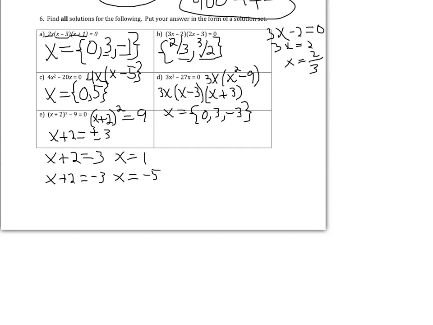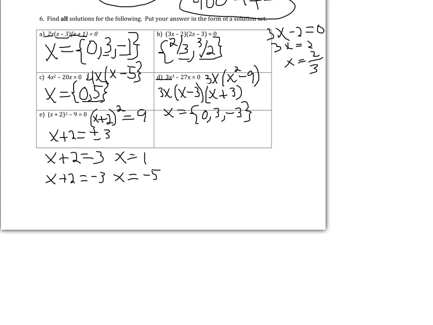For C, we can factor 4x squared minus 20x by taking out the common factor of 4x, which leaves us 4x times x minus 5. When we set that equal to 0, we get 2 solutions. We get x equals 0, and we get x is equal to 5. So those are our 2 solutions.